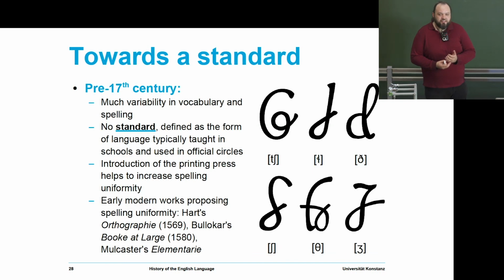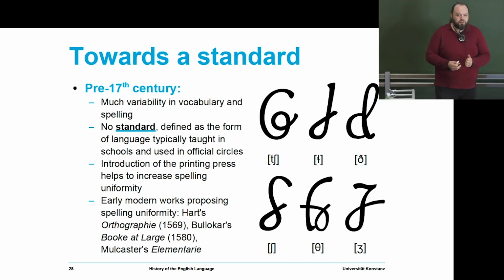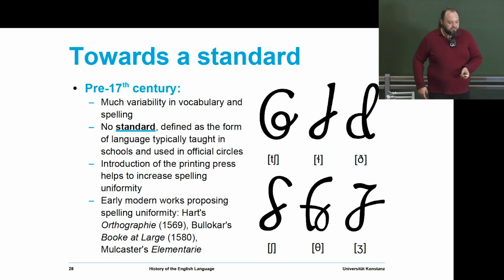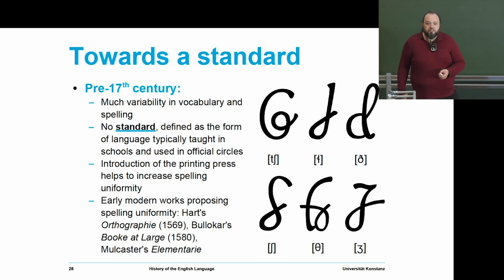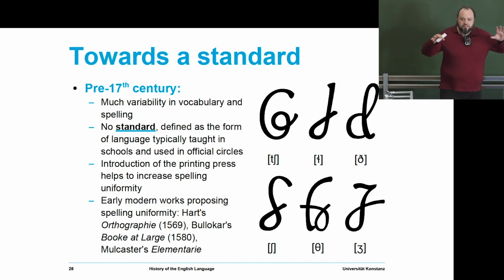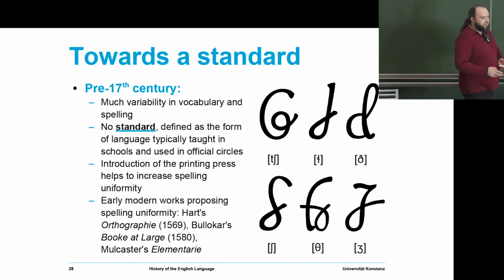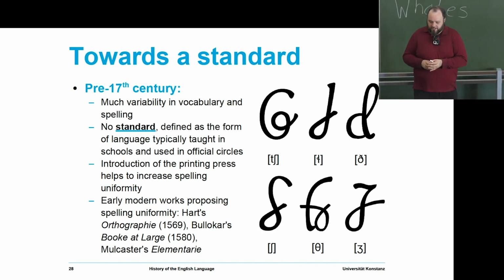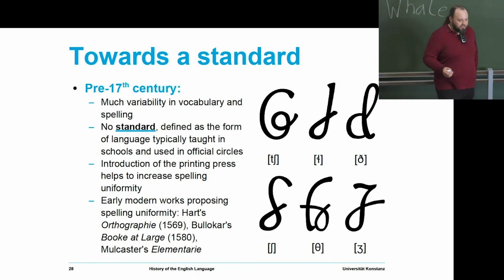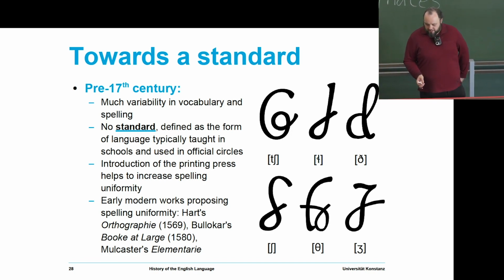Well, before the 17th century, we see a lot of variability in vocabulary and spelling. You've already seen when you look at Middle English that one of the things that makes Middle English hard is that the texts are very diverse. If you know how to read one Middle English text, like a Chaucer text, it won't necessarily help you all that much to read something like Gawain or the Ormulum or the Peterborough Chronicle. And this variability contracts, basically because of development of this standard.